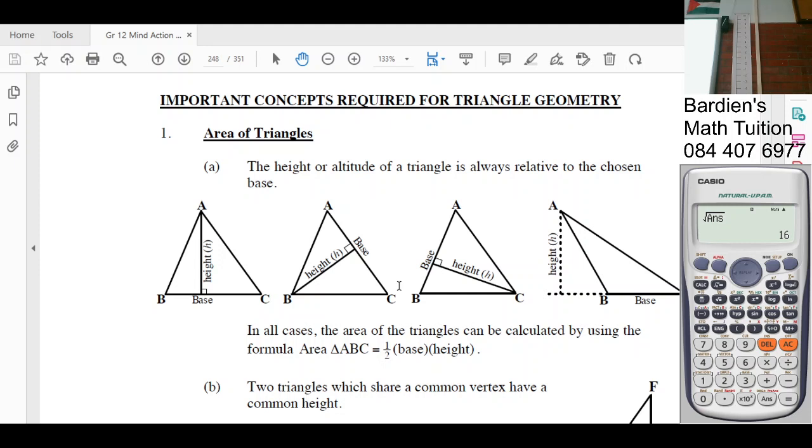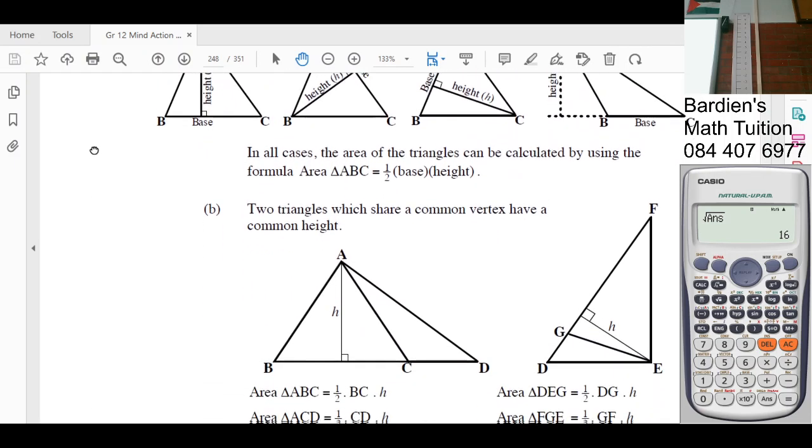There's your base, perpendicular height. So the height is relative to the base. You guys understand that? We are told here that in all the cases the area of triangle ABC can be calculated by using the formula: half base times height.